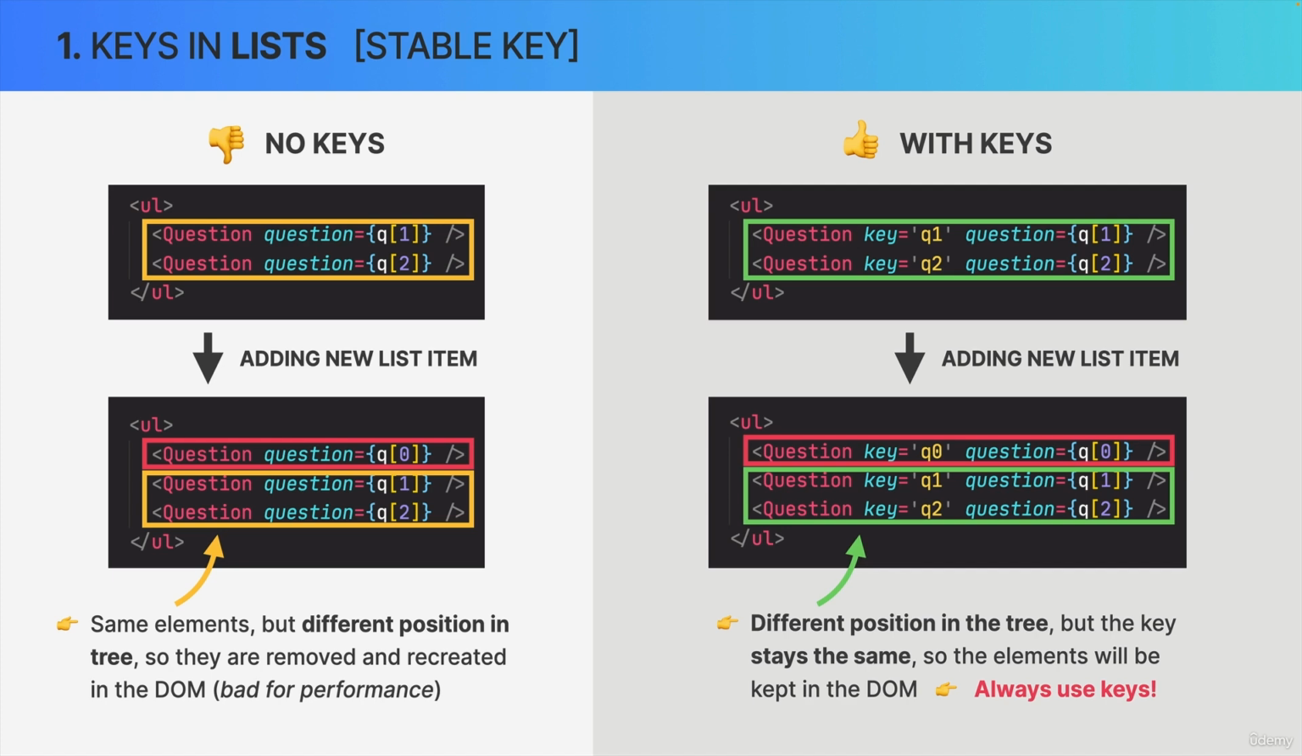So, in summary, always use the key prop when you have multiple child elements of the same type. So just like the question elements in this example. And you already knew that you should do that because, well, otherwise React will complain and give us a warning. But now you hopefully understand exactly why you need to do it.